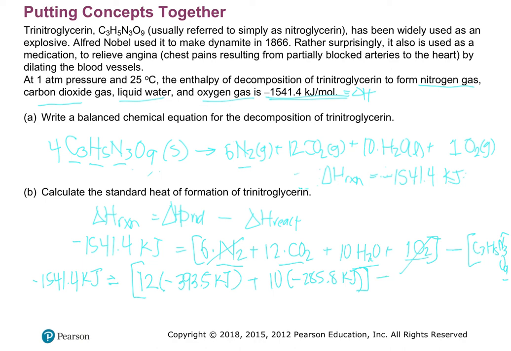Now that's what we're trying to solve for, and there's one of them, so we'll just call it X. So we can move this whole thing over by subtracting, and when we end up solving after you rearrange some things, we get the delta H of formation of our nitroglycerin, C3H5N3O9, equals negative 353.6 kilojoules.